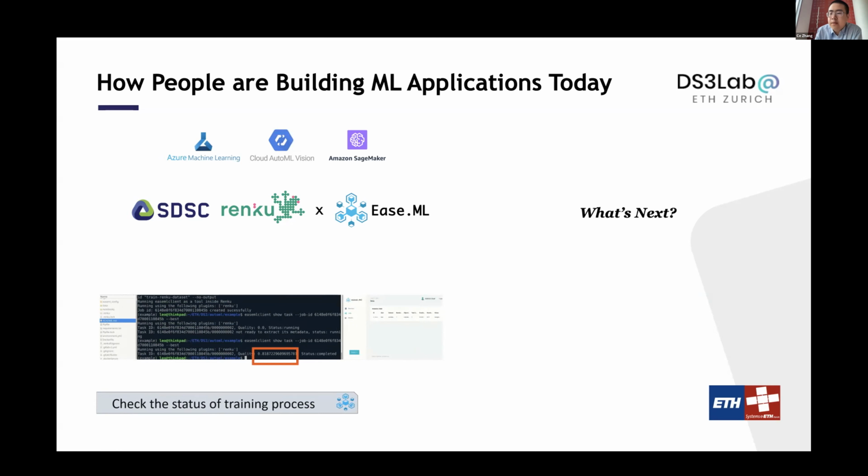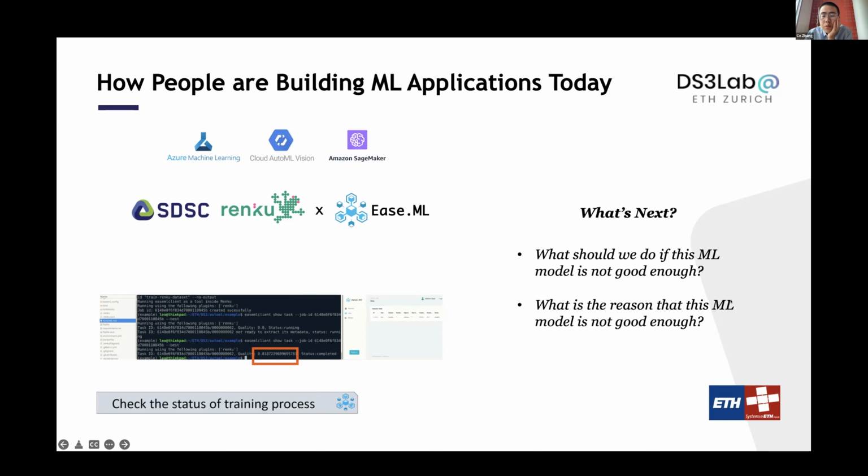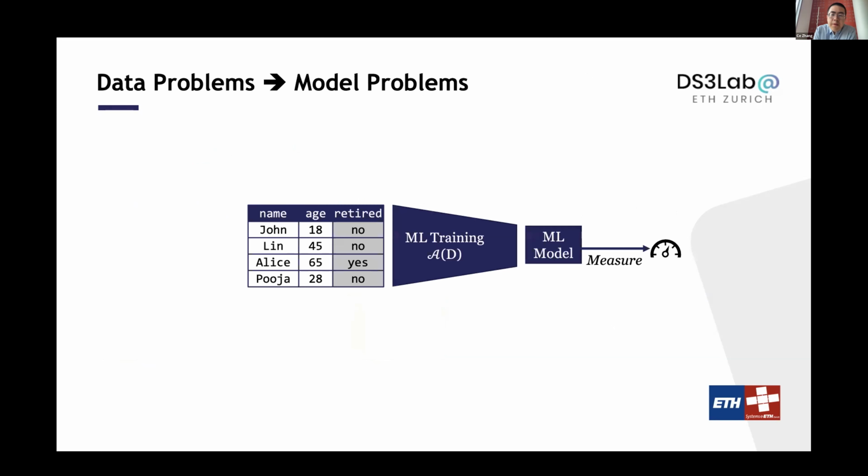But what is next? And that is something that we are really curious about. So once you have a model, there are multiple questions you need to answer. The first one is, what should we do if this model is actually not good enough, right? And what is the reason that this model is not good enough? And what is the most important problem that I should fix to improve the quality of this machine learning model? So, and then that becomes a little bit tricky because there could be so many different types of problems.